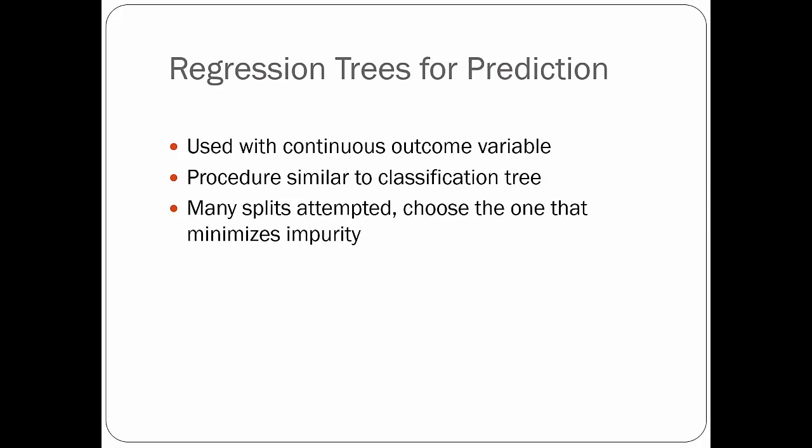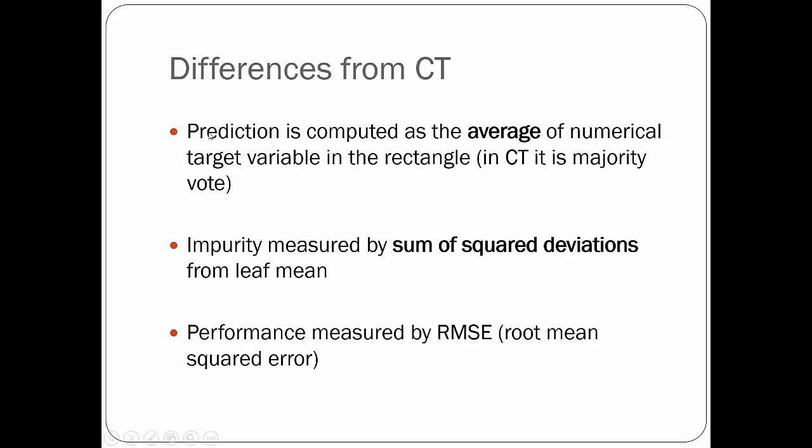So if you have the target variable in one branch, and they all have the same price, for example, in the Toyota Corolla example, if all the observations have the same price, then the root mean square error will be 0. So impurity is 0, which is maximum purity. So purity will be measured by root mean square error. Prediction is computed as the average of the numerical target variable in the rectangle. Impurity is measured by the sum of square deviations, and RMSE is the square root of the sum of square deviations.